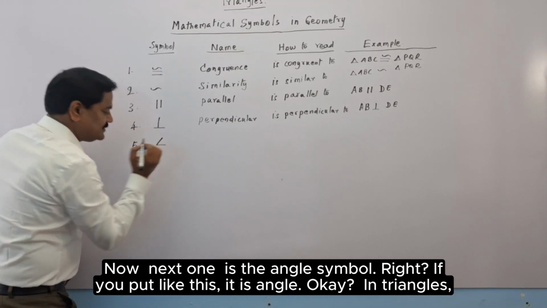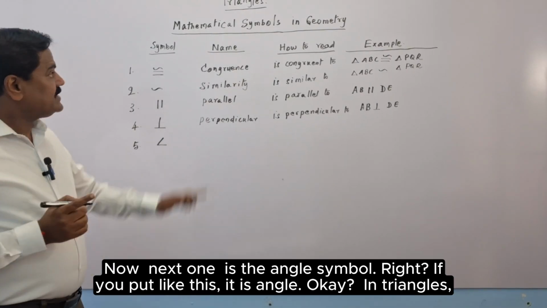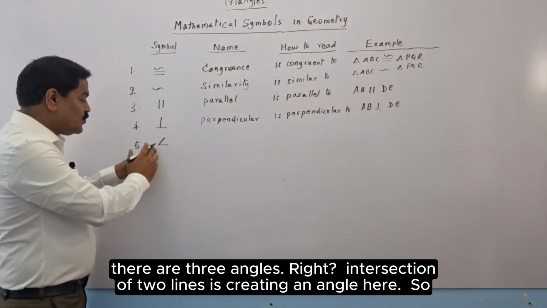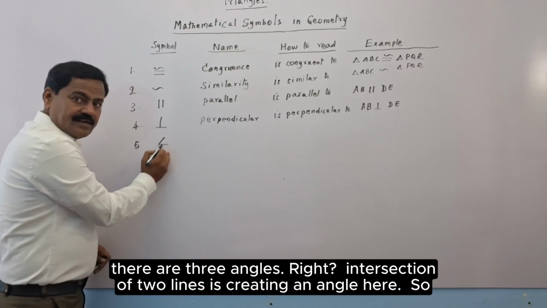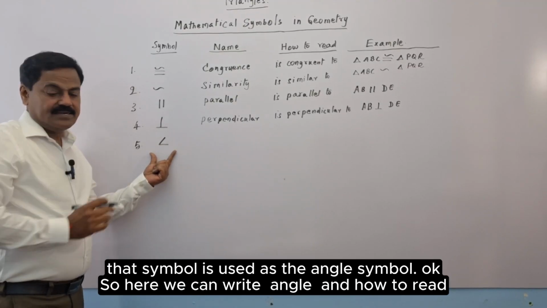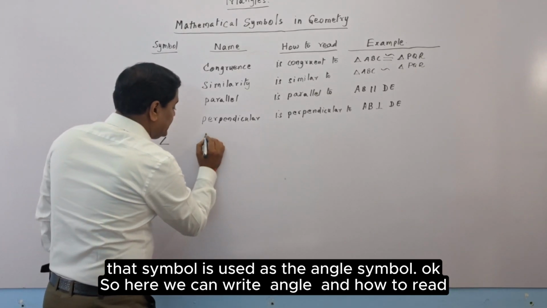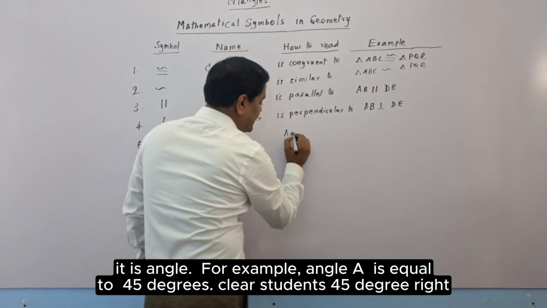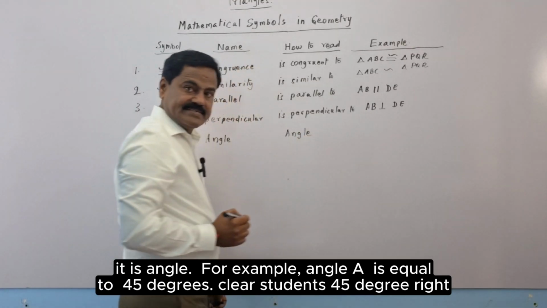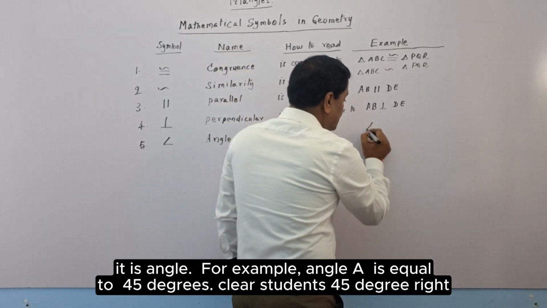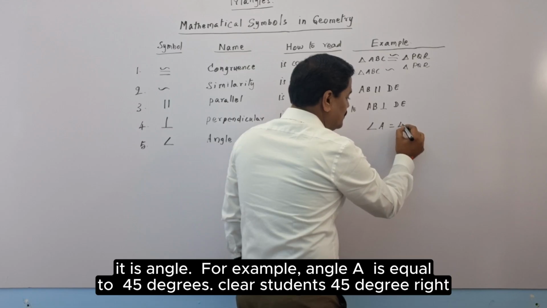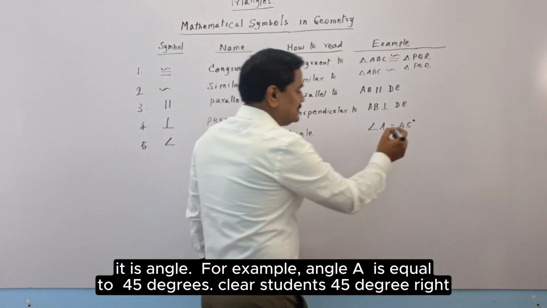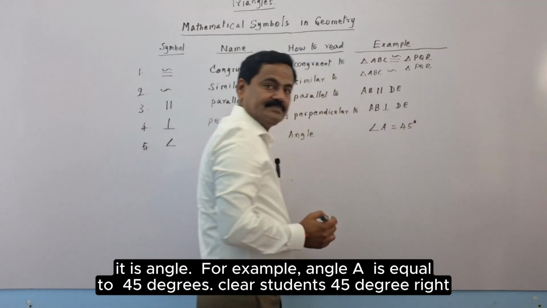If you put like this, it is angle. In triangles there are three angles, right? So the intersection of two lines is creating an angle here. So that symbol is used as the angle symbol. Here we can write angle, and how to read it? Is angle. For example, angle A is equal to 45 degree. Clear, students?